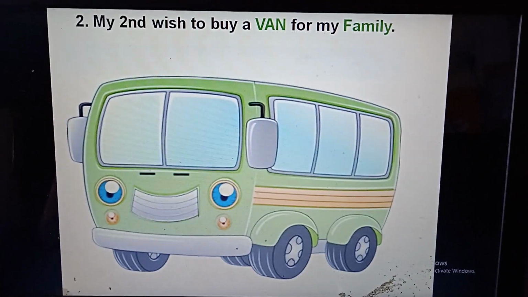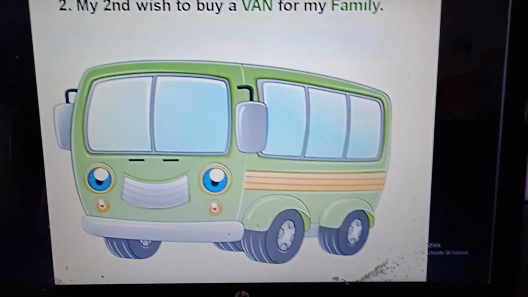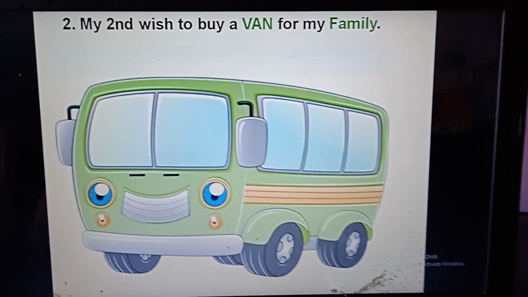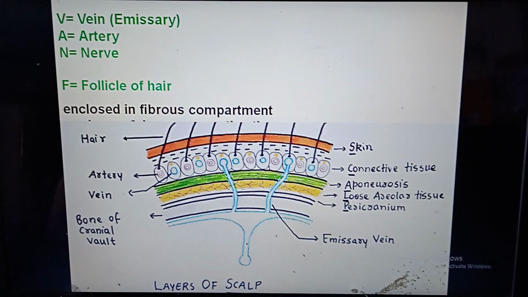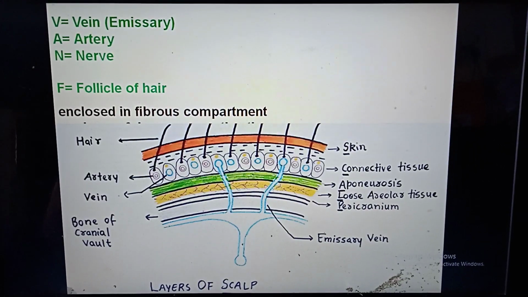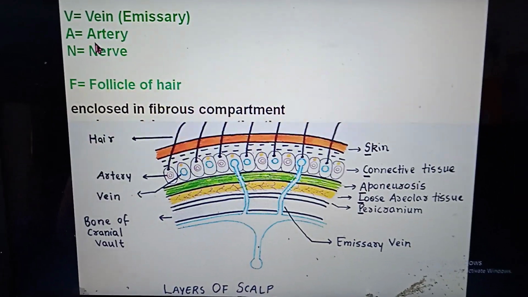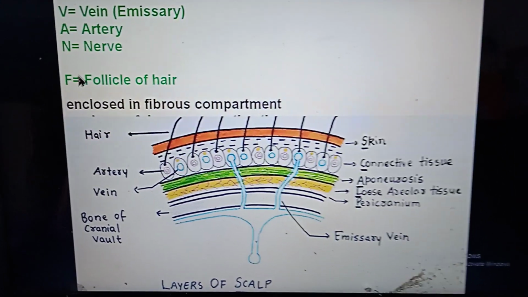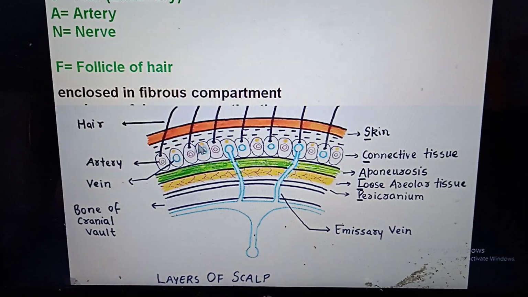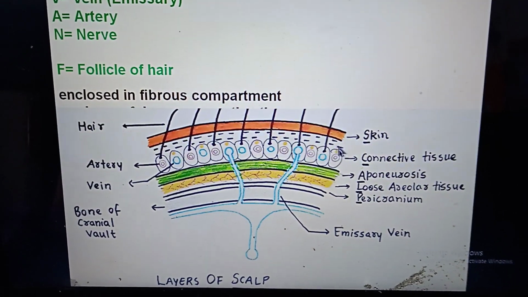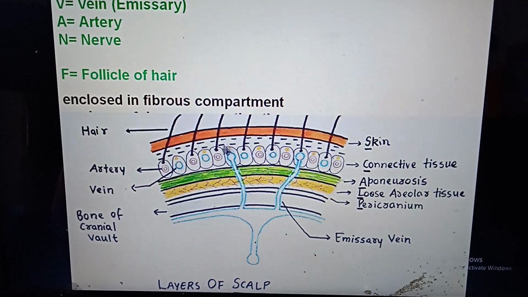Now second wish of a buffalo, as my second wish is to buy a van for my family. Van is vein, artery and nerve. Vein, that is emissary vein, artery and nerve. And for family, that is follicle of hair. Just look at this second layer, this white one. Scalp, C for connective tissue.